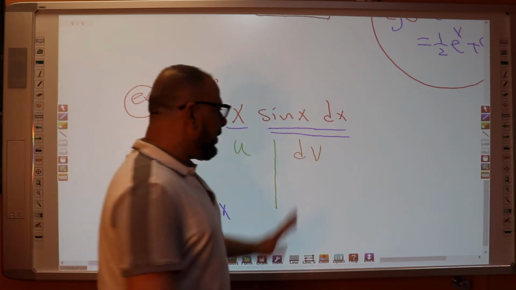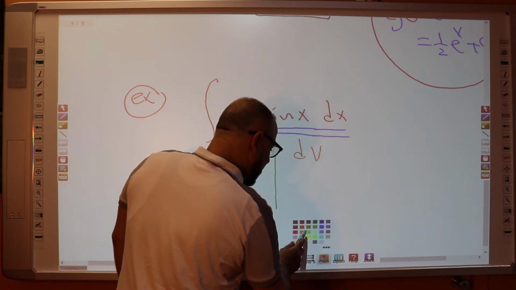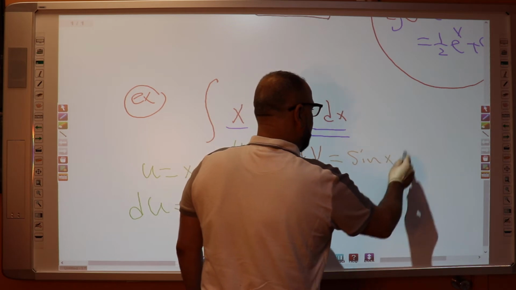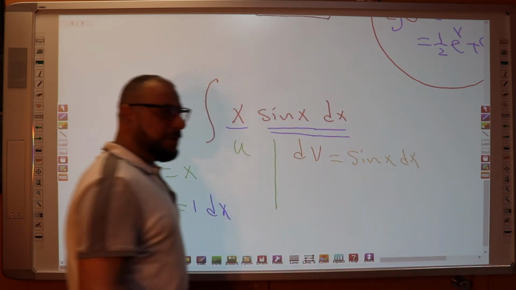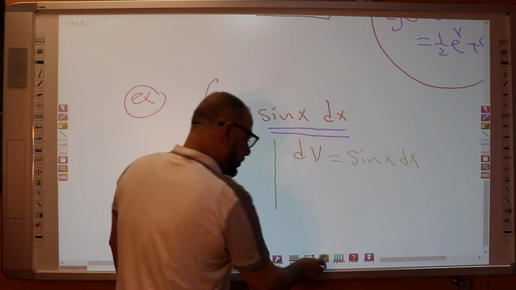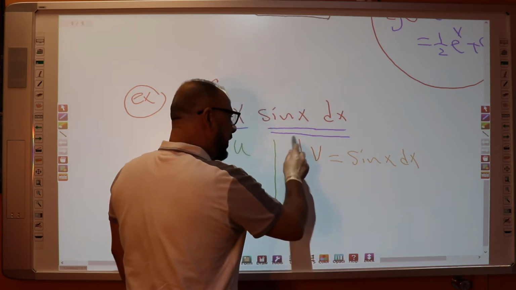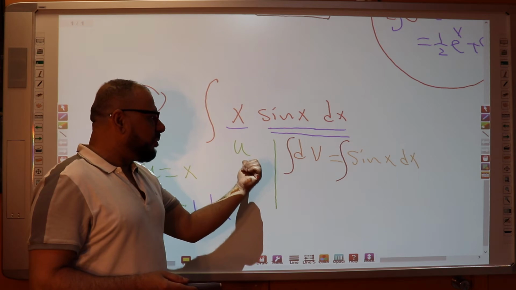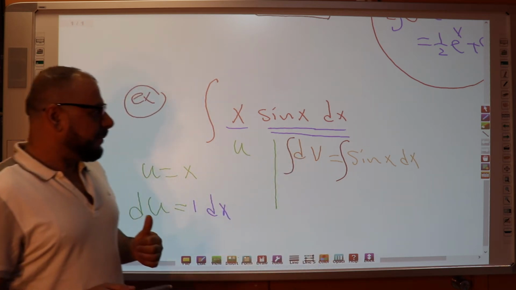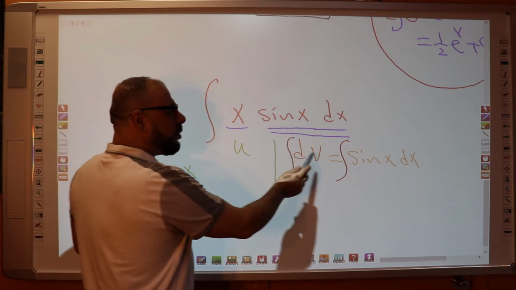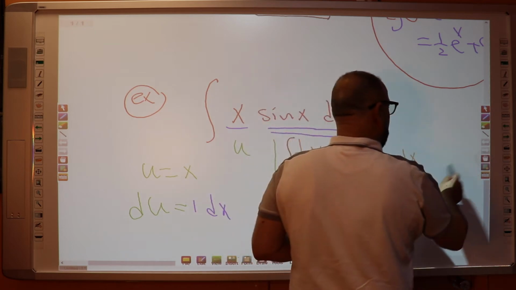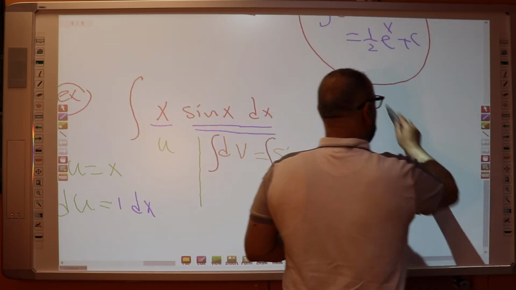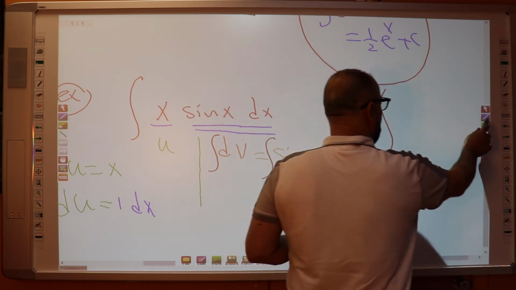The dv is equal to what? We assume sine x dx, right? Then this one we have to integrate to get the v. Look here, we assume one of them u and the other dv. Integration of dv, just here on the side of the board. I'm going to give you too many things here.